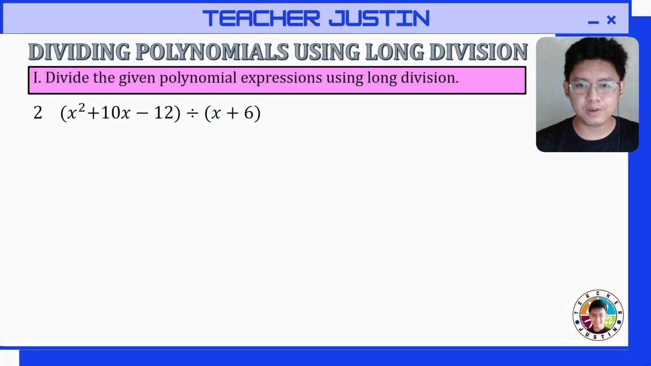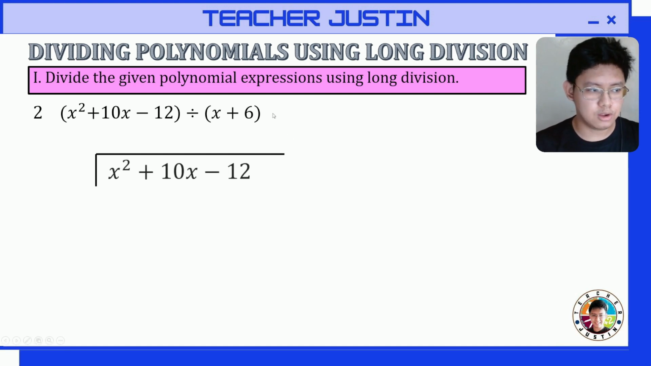So, let's divide these polynomials using long division. So, pag nagde-divide tayo using long division, we have to identify the dividend and the divisor. Tapos, we're going to apply divide, multiply, subtract, then bring down, and repeat. Okay, so, first step, our dividend is x squared plus 10x minus 12. So, lalagay natin siya sa loob ng ating long division bar. Okay, tapos yung x plus 6, lalagay natin sa labas ng ating division bar. Okay, so, yan yung ating divisor.